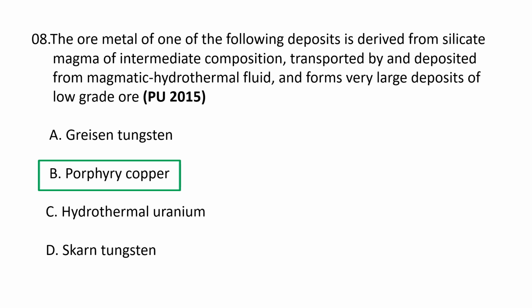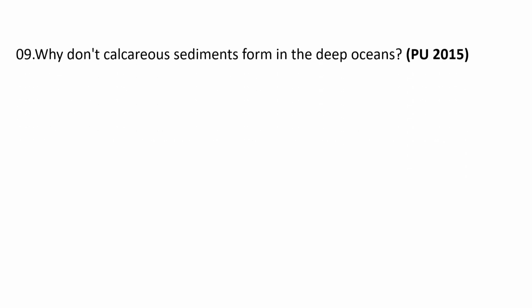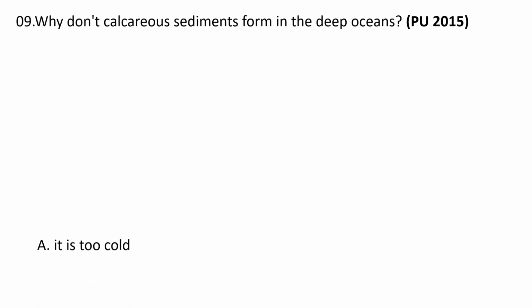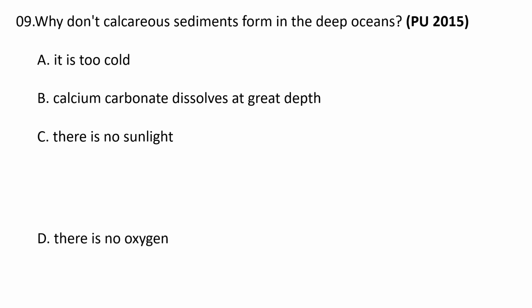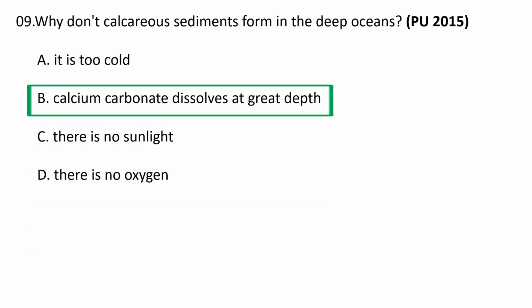Porphyry copper. Next question. Why don't calcareous sediments form in the deep oceans? A. It is too cold. B. Calcium carbonate dissolves at great depth. C. There is no sunlight. D. There is no oxygen. So the correct option is B. Calcium carbonate dissolves at great depth.